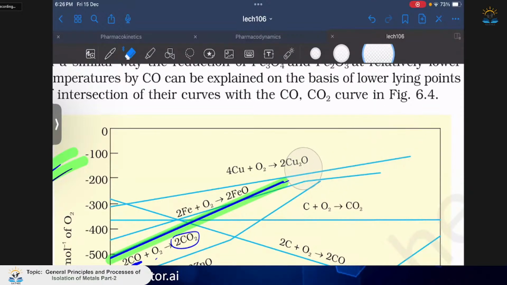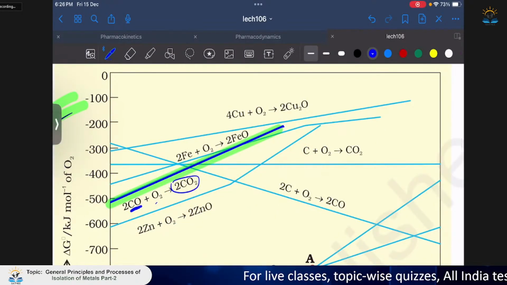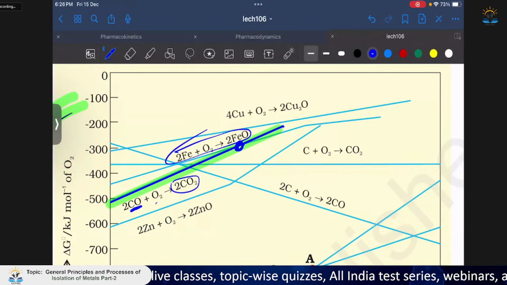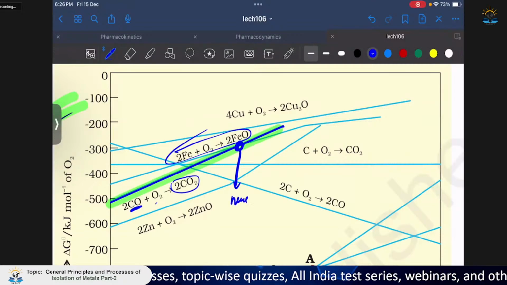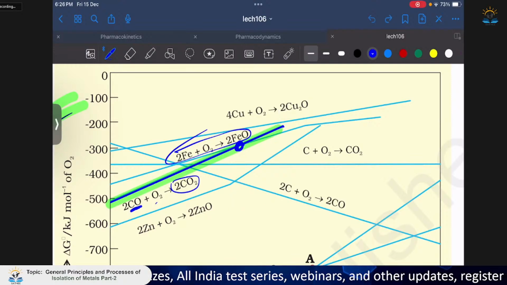Find out the point of intersection. And after the point of intersection, above it, there will be lots of temperatures where you can find a net delta G negative. If I take an example of, suppose, reducing iron oxide, where does it intersect with the carbon monoxide curve? It intersects somewhere here. Above it, beyond it, you can find, suppose at this temperature, I have to erase all of it.